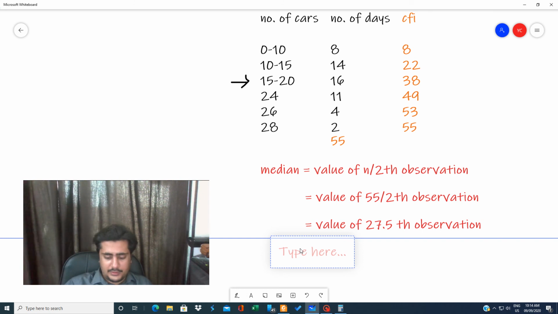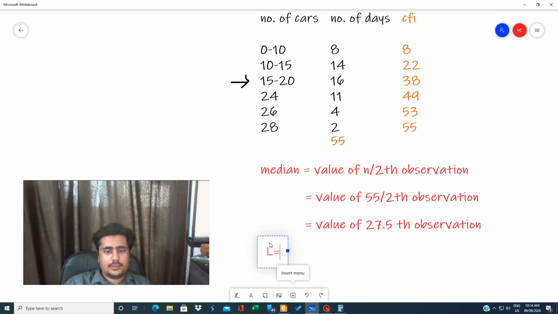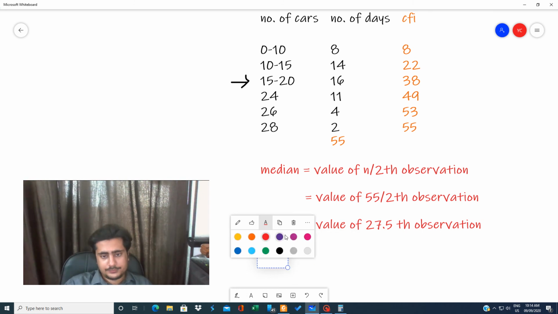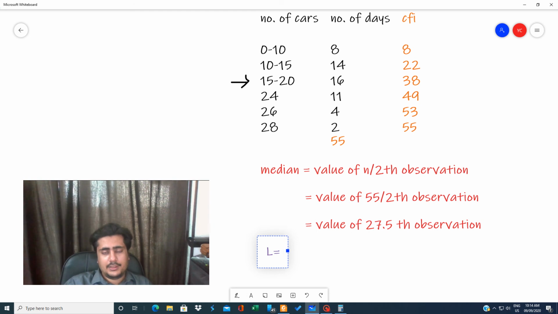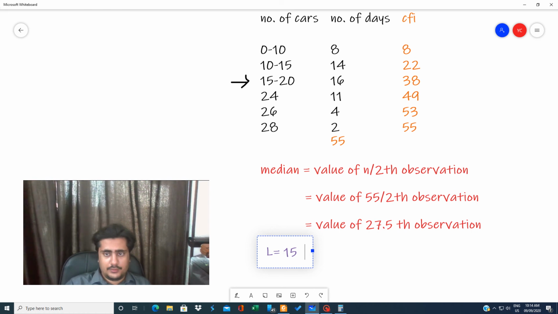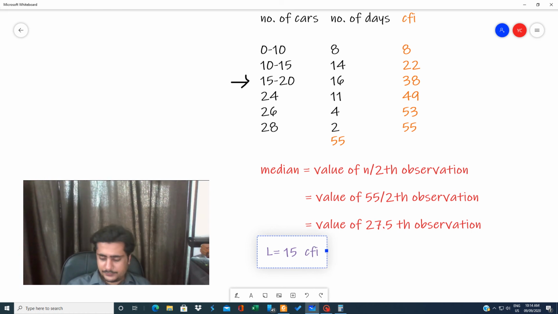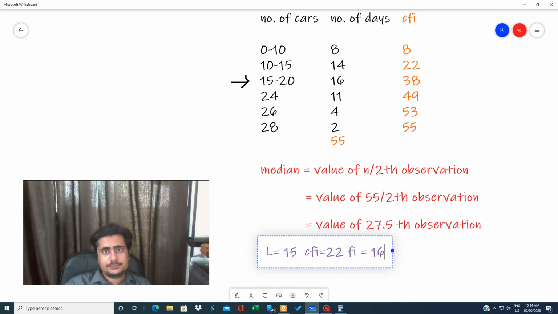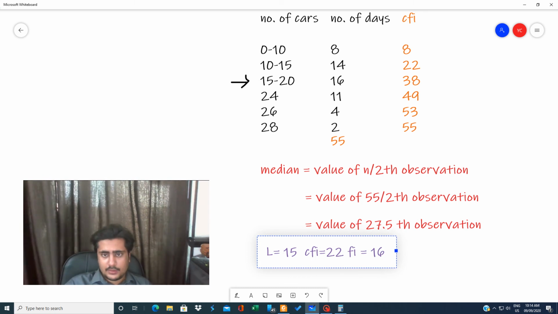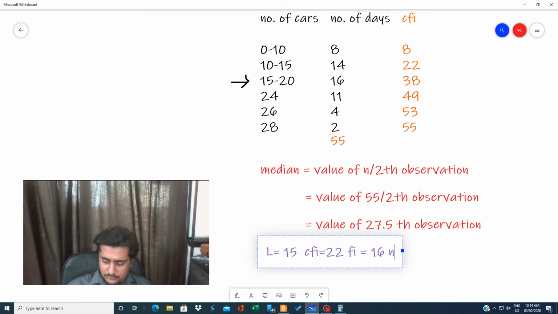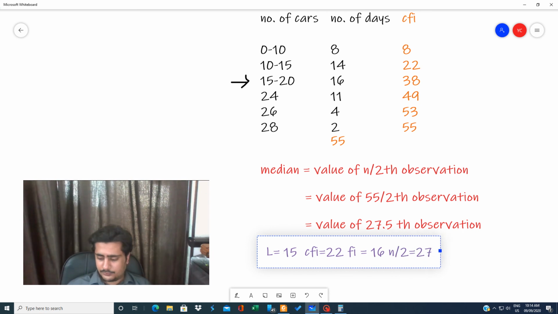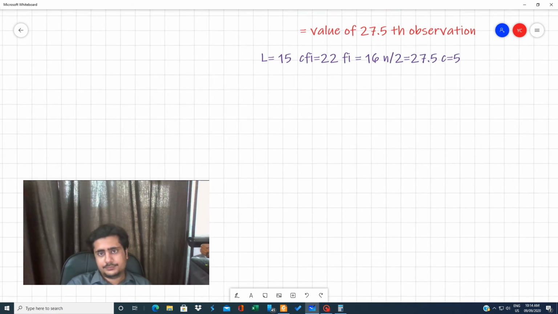We can do one thing, we can write all the figures we need. What all do we need? We need the lower boundary, then we need CF, then we need frequency, then we need this n by 2, then we need class length. These are all the things we need to solve it. Let us solve.